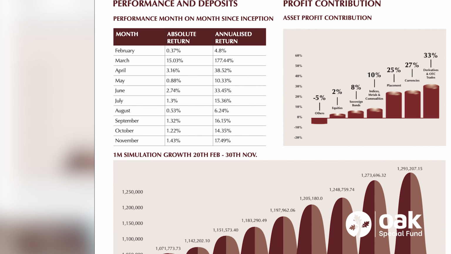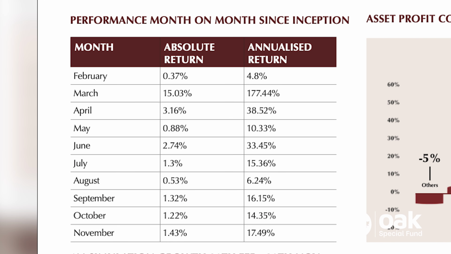Great. So now we're moving to our second page, which breaks down the performance. We do have a section where we have performance month on month since inception. We give the month and the absolute return that we made in that month. So you can just see, okay, this month we did this, this month we did that, and we put the actual return that we have made in that month.